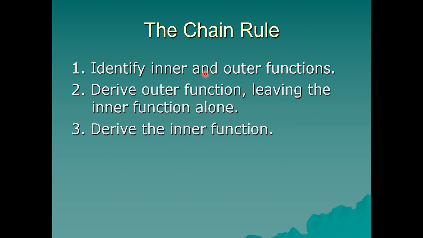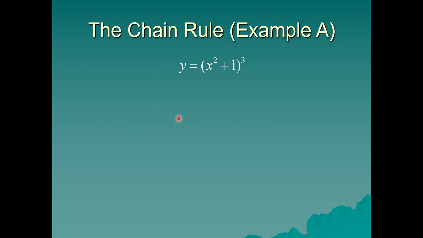For solving a certain function applying the chain rule, we need to follow three steps. First is to identify the inner and outer functions. Second is to derive the outer function first, leaving the inner function alone. And lastly, derive the inner function. And of course, we need to operate and simplify our final answer. Let's start here with our first example.